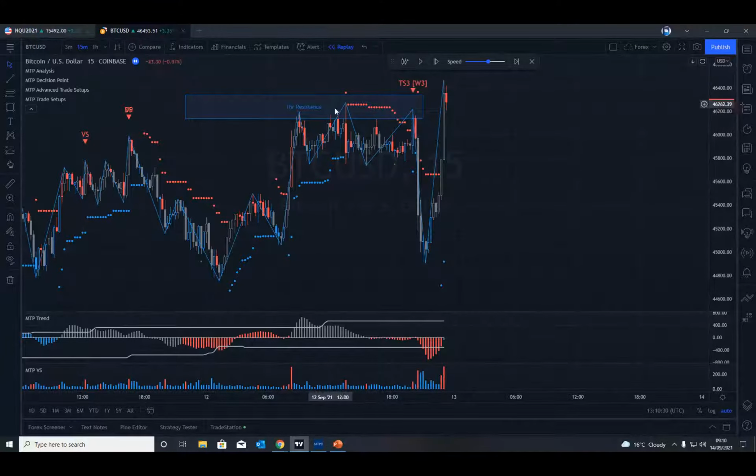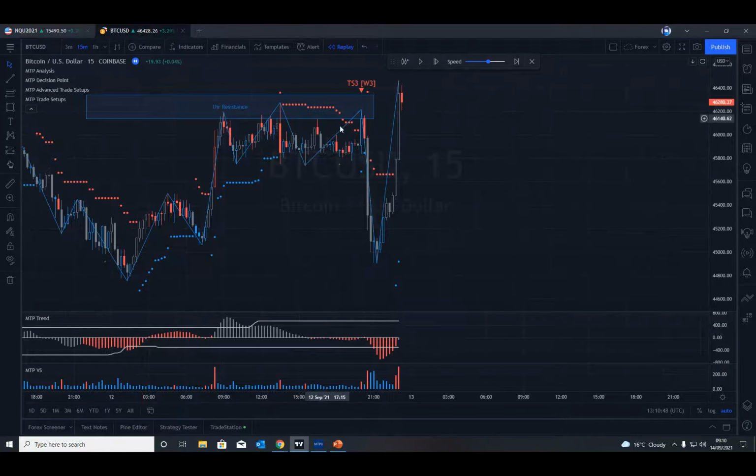We're looking for the market to make a reversal at a higher time frame DP resistance. You see here the market went to this level, it started to back off. Our MTP trend turned red to show that it was actually in the process of making a reversal as well. And that confirmed that that market trend was now down. So therefore, we should be looking for sell setups. And as you can see, we had a TS3 sell setup here.